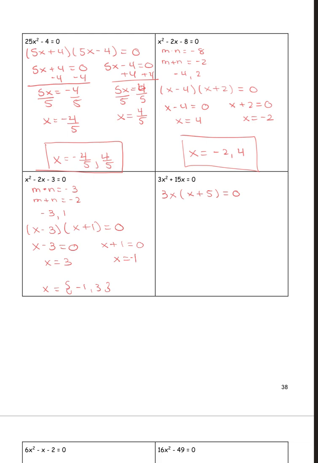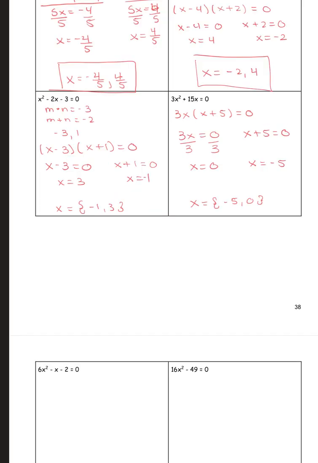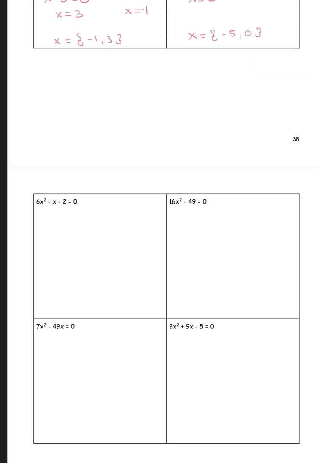All right, so we have 3x is going to be set equal to 0, and we have x plus 5 that's going to be set equal to 0. We can see here dividing both sides by 3, you get x is equal to 0. And we have x plus 5, so subtracting 5 from both sides, we get x equals negative 5. So our solution set here, again, going to use the curly braces to show a different way of writing it. We have negative 5, 0 for our solution set. All right, so let's take a look at a couple more examples.